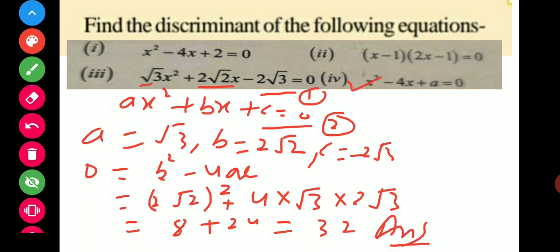Now question 4 and the other questions are for your homework, so you can do them at home.